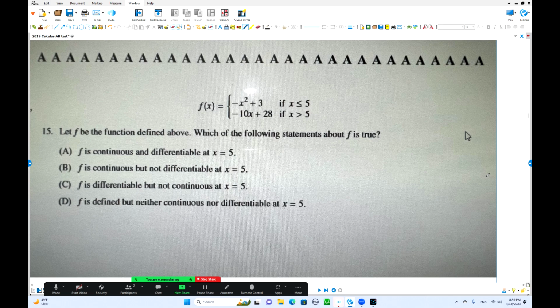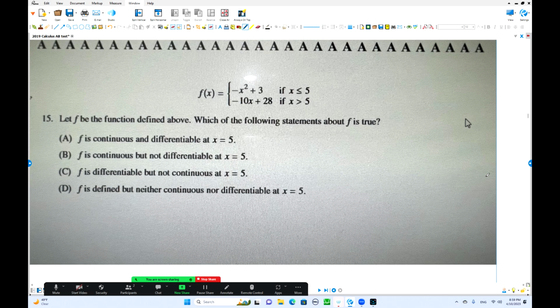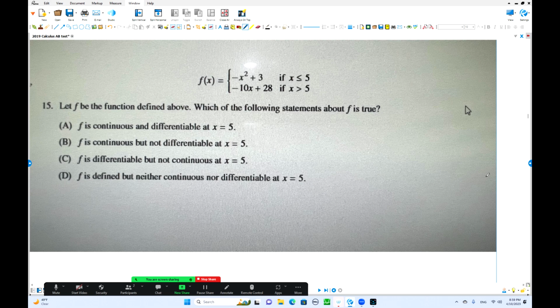We have a piecewise defined function there: for x less than or equal to 5, negative x squared plus 3, and for x greater than 5, negative 10x plus 28. F is defined already. Which of the following statements about f is true? What is this graph? Continuous? Check it out. Continuous at x equals 5 means it's going to be the same height.